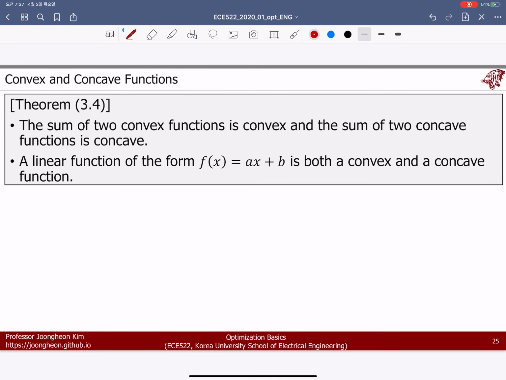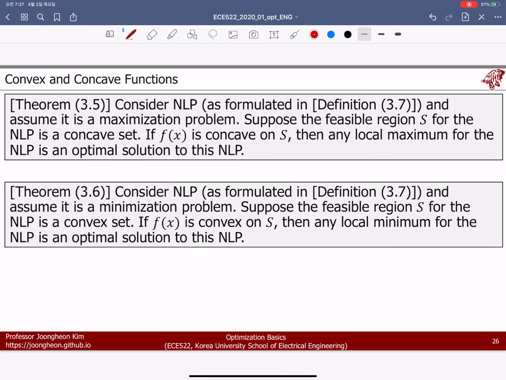And then we have very quick theorems about that. Suppose that we have two convex functions, and the summation of two convex functions or the summation of two concave functions are also convex and concave respectively. This is trivial. And a linear function can be convex as well as concave. Okay, so we have to think about this one. In addition to that, suppose that we have these kinds of convex function and concave function. In a convex function, this is our minimum. In the concave function, this is our maximum.